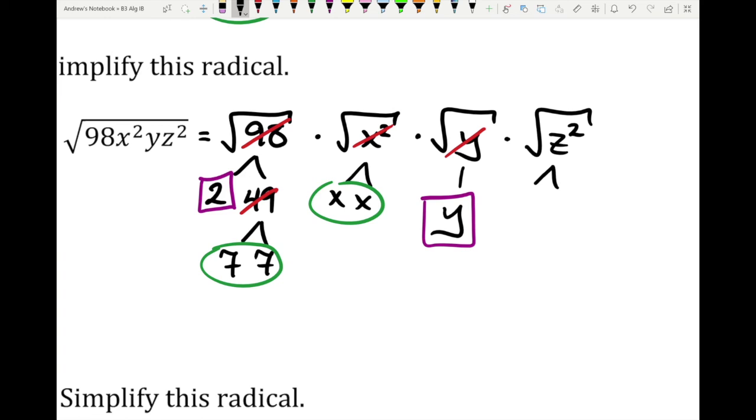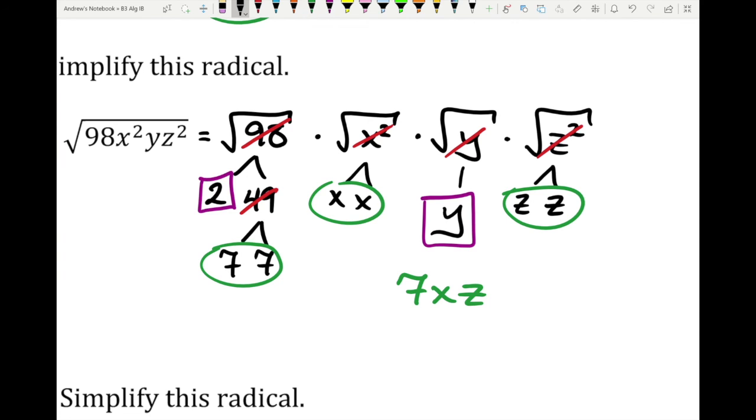As for the z's, we can break that up into z times z, which means that we have a pair of them. So again, what I'm doing is I'm taking out all the things that should go on the outside. So I had a pair of 7's, I'm going to grab a 7. I had a pair of x's, I'm grabbing an x. I had a pair of z's, I'm going to grab a z.